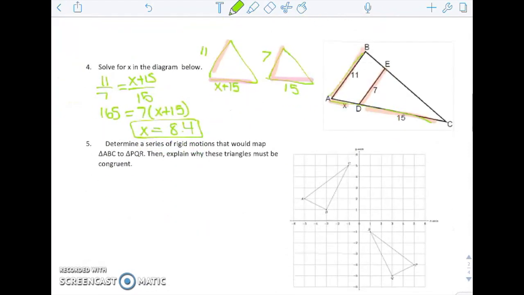All right, next one, and in my first live stream about describing rigid motions, you can see more about this one. Determine a series of rigid motions that maps ABC to PQR, which means this is the pre-image and this is the image, okay? And I'm just going to say 2 there because I don't really know if it's 3 or 4 or what. Then explain why they must be congruent.